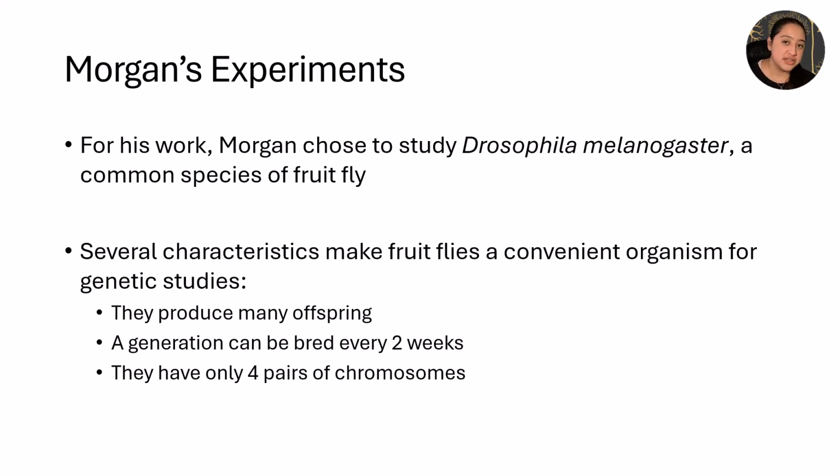And it's really convenient that they only have 4 pairs of chromosomes. So it's very easy to track and see these things get passed along, versus if there were 46 chromosomes. That's very complicated, harder to keep track of everything. So the fact that they only had 4 pairs of chromosomes was also pretty convenient.